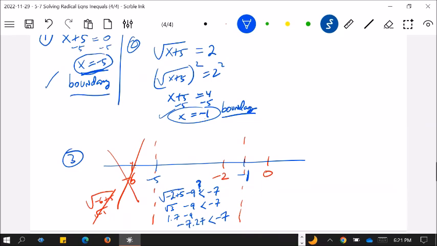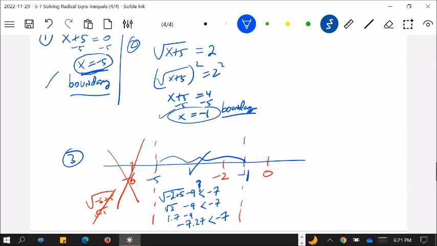That's to the left of negative 7 on the number line. So that means this area here is all good. This one we're good on.